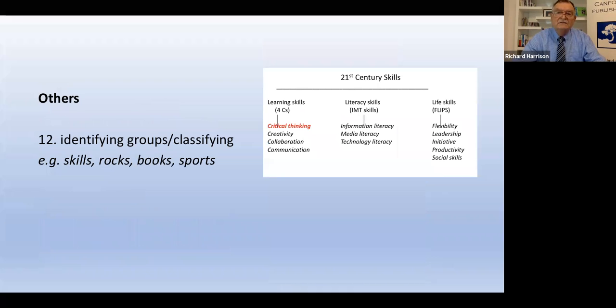Now, some other critical thinking skills, identifying groups and classifying. So taking items and finding what they have in common between them and then putting them into groups is in fact an important critical thinking skill. And I mentioned the 21st century skills, the 12 skills, which are normally put into these three different categories, as you can see in the diagram here.